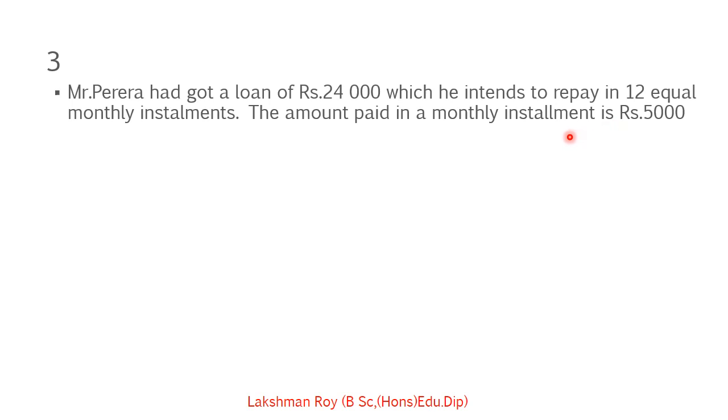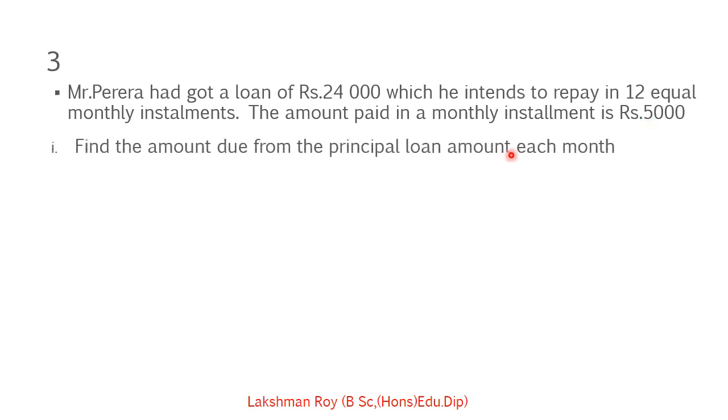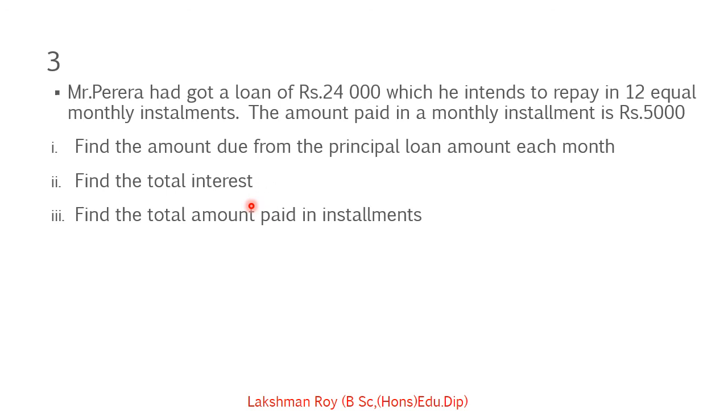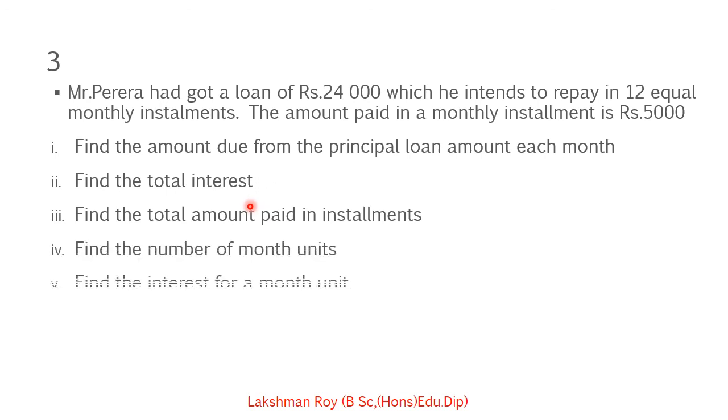Earlier we'll discuss this type of question, right? When the monthly installments are paid, how to calculate the interest rate. Now in this example I'll give steps. Find the amount due from the principal loan amount each month and the total interest, then find the total amount paid in installments, then find the number of month units, then find the interest for a month unit, then find the annual interest.